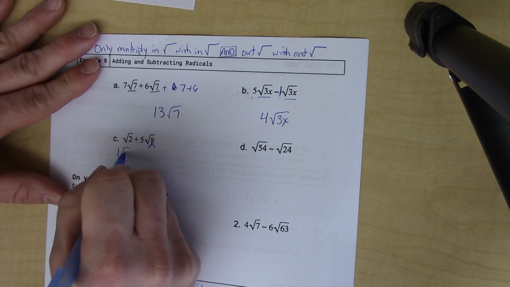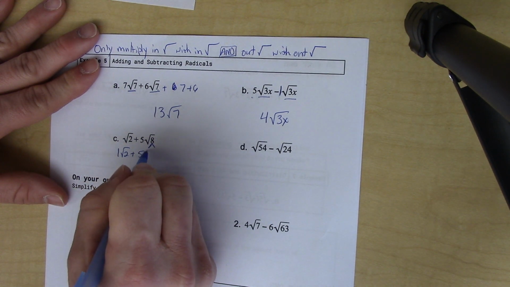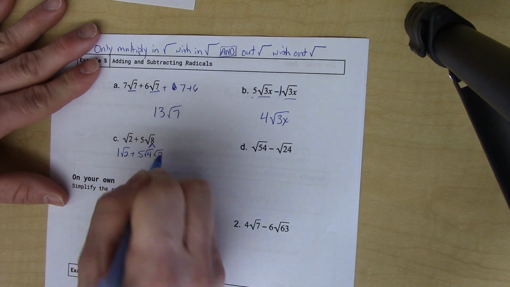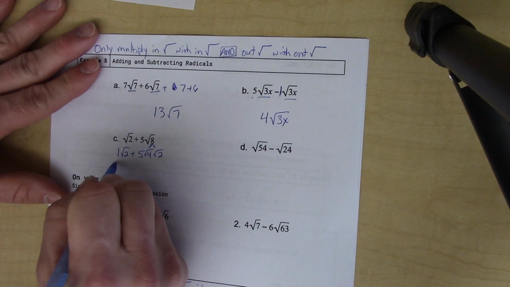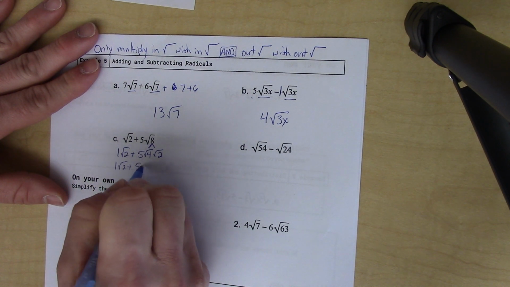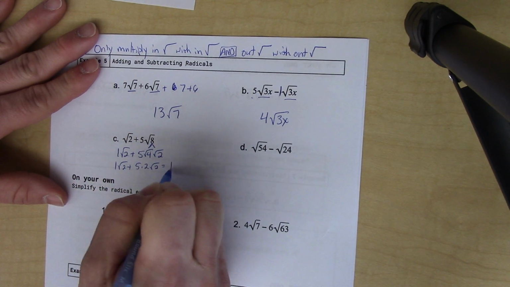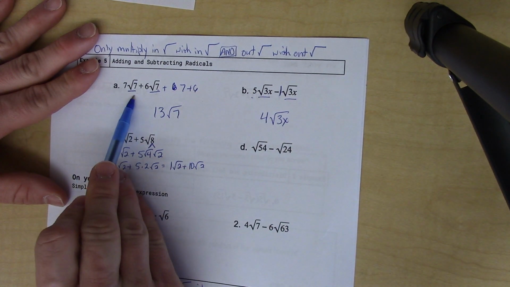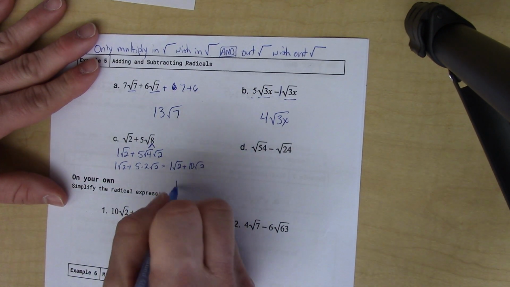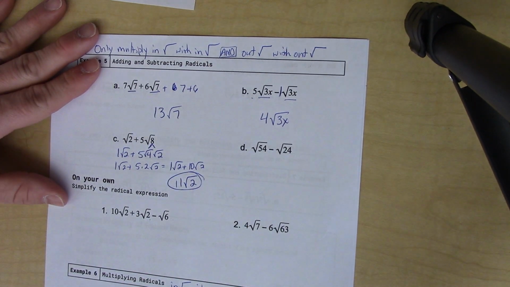So this is 1 square root of 2 plus 5 times the square root of 4 and the square root of 2. I got that from using my sheet and seeing that square root of 4 is the first thing that goes into that. Then I keep going. 1 square root of 2 plus 5 times 2 square roots of 2 is 1 square root of 2 plus 10 square roots of 2. And now it's just like one of these. I have 1 of these plus 10 of these gives me 11 of these, right?